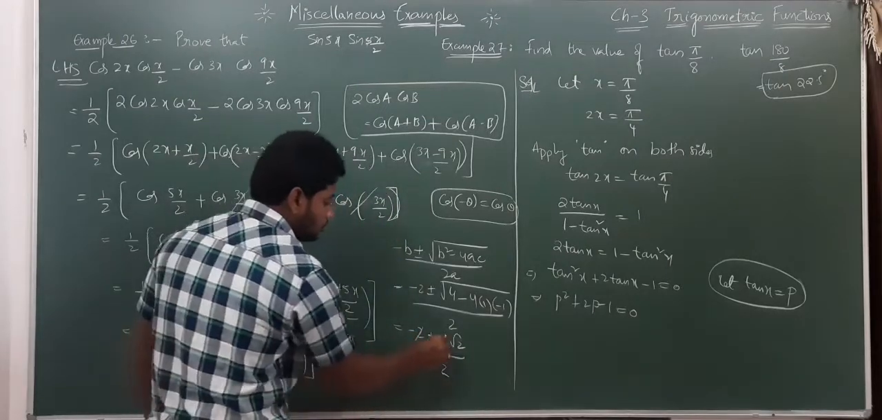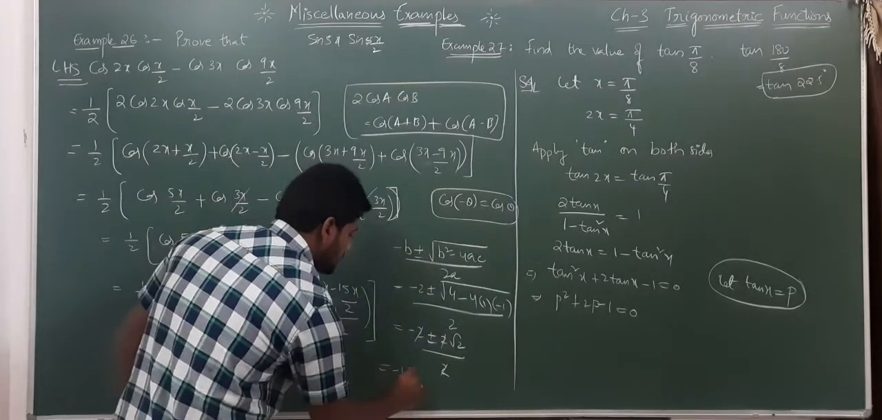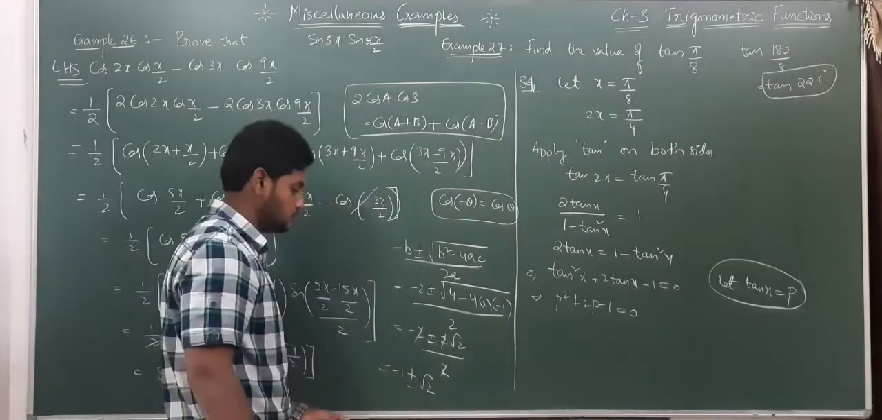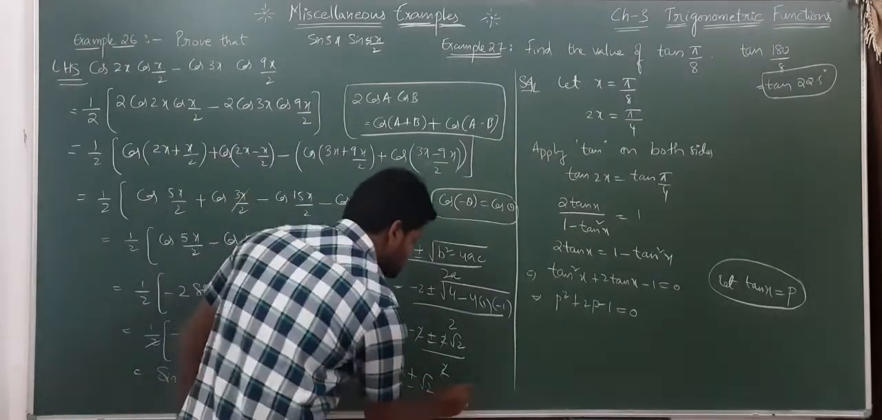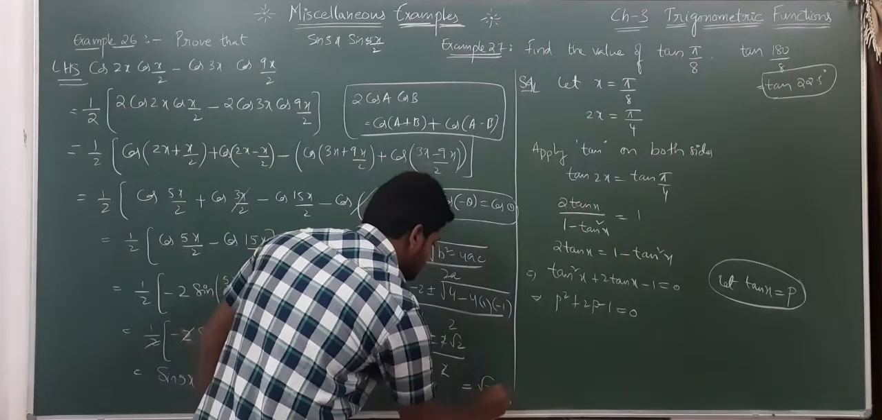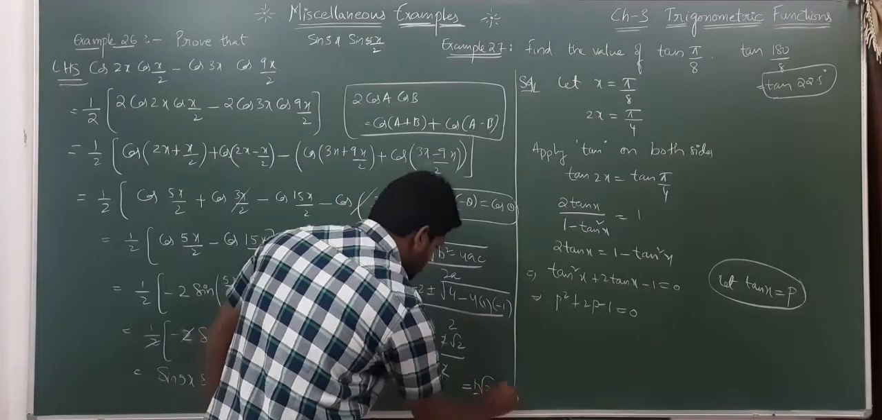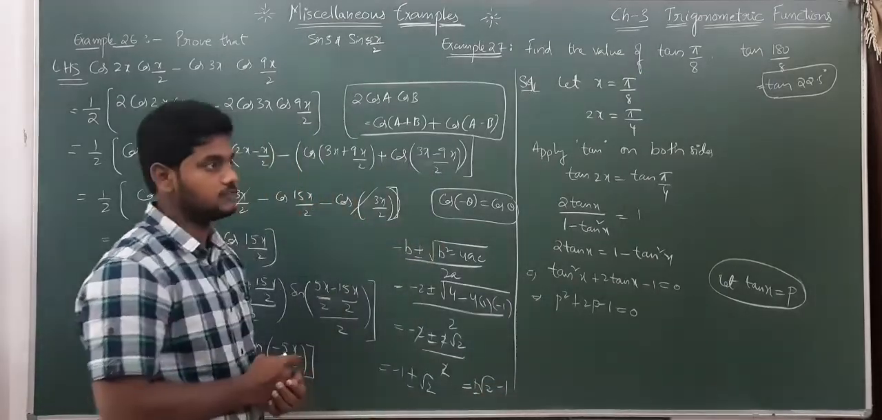So from these two, 2 cancel. It will be minus 1 plus or minus root 2. See, minus 1 plus or minus root 2, we can also write like plus or minus root 2 minus 1.